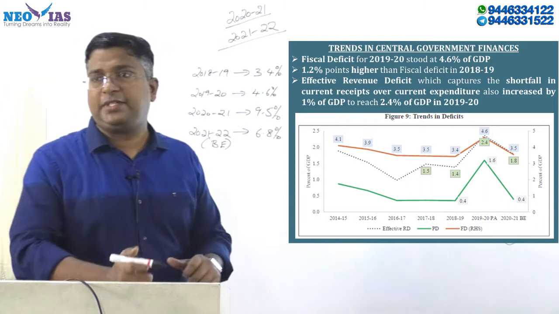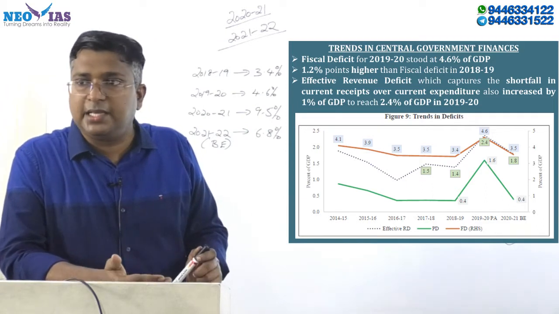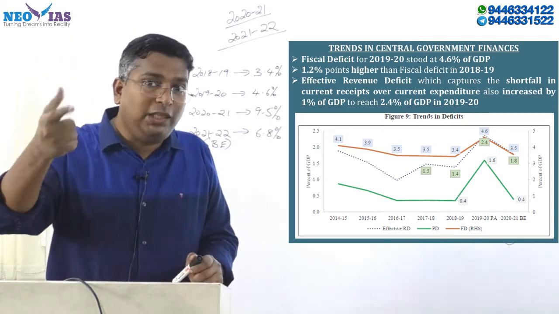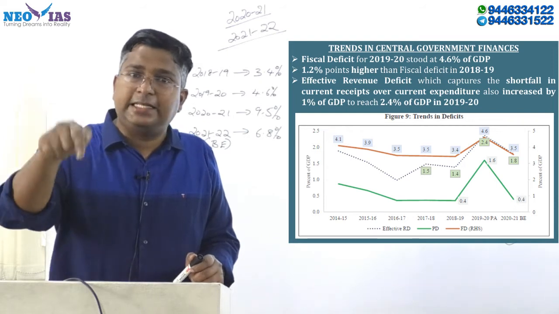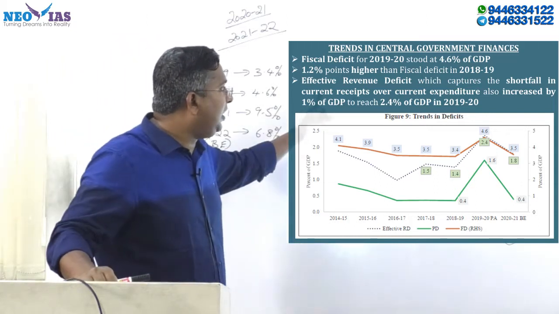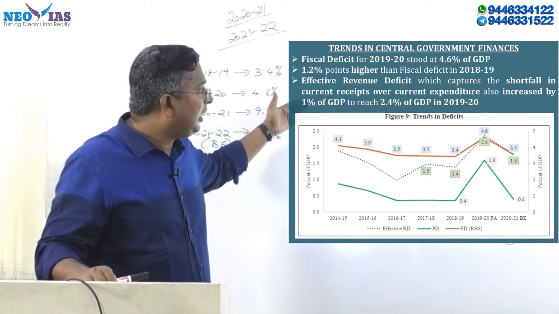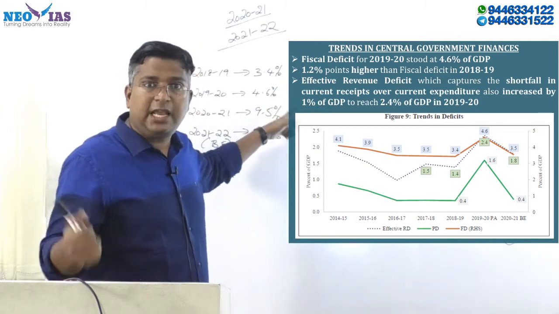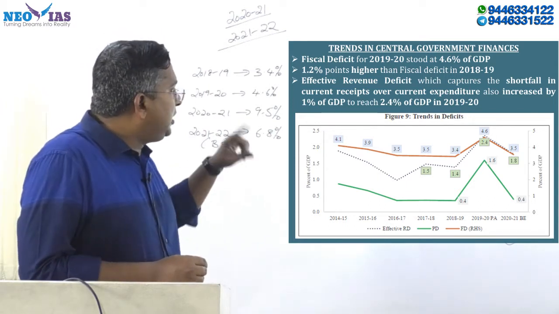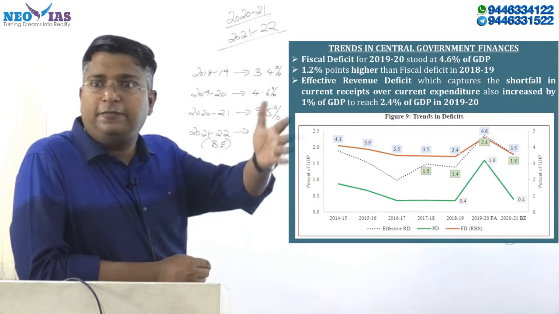Then effective revenue deficit. We know what effective revenue deficit is: revenue deficit minus the grants given to states, but not all the grants, only those which create capital assets. That is effective revenue deficit. But what does the Economic Survey say? It may say that effective revenue deficit captures the shortfall in current receipts over current expenditure. They can give it like that. So you should not get confused.